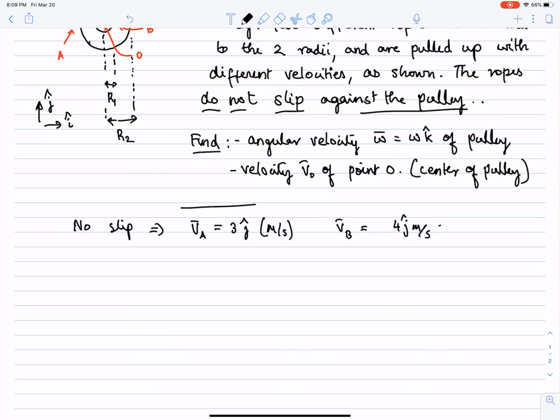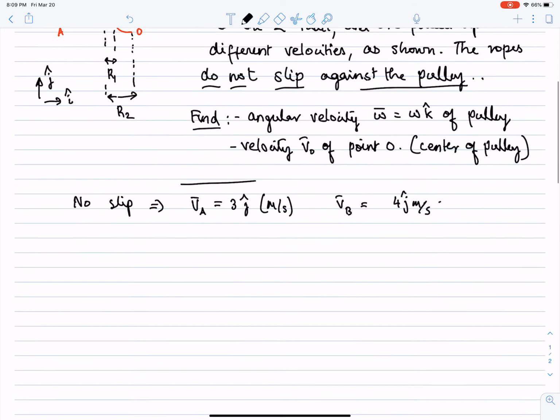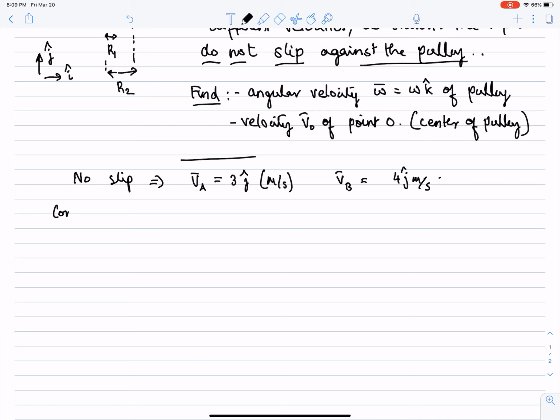Now, what can we do? We can use the rigid body velocity equation to connect A with O and B with O. Let's do that. So consider A.